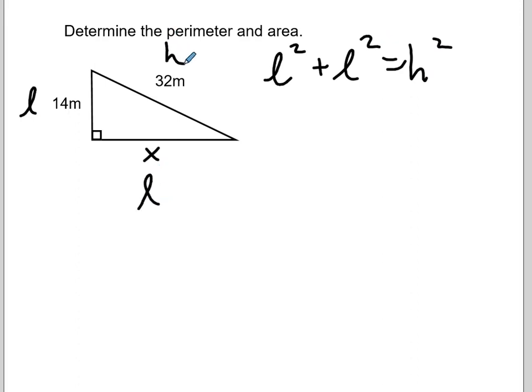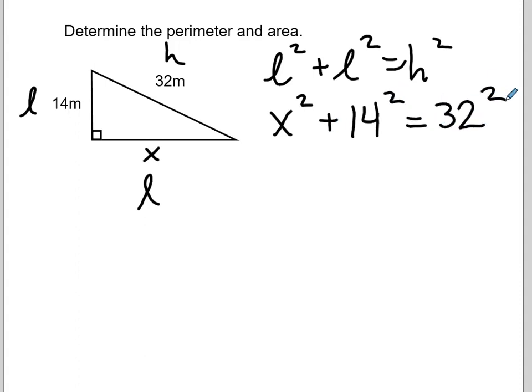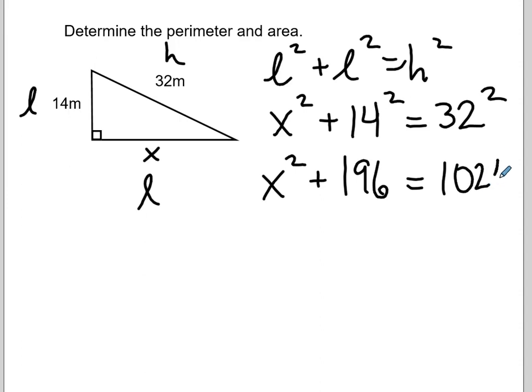So my 2 legs are connected to the 90 degrees. So I'm going to put my x in here, squared plus 14 squared equals 32 squared. It's always a good idea to evaluate those squared terms, like such. Okay, and now we want the x squared term by itself, so we're going to subtract 196 from both sides.